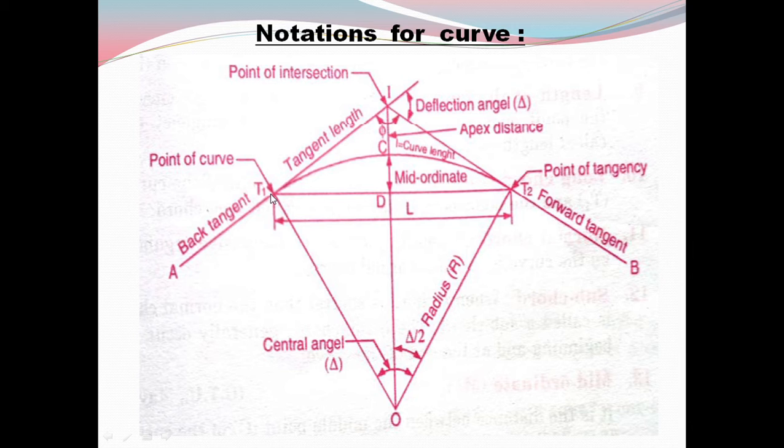So while joining T1 to C, this is the mid ordinate, so I'm considering only half portion of the curve. So T1C is called subchord. While joining T1C, draw a straight line, this is called subchord. So T1D is a normal chord, this is a subchord, and CD is called worst sign or mid ordinate. This is the mid ordinate. So these are the very important notations for the curve.